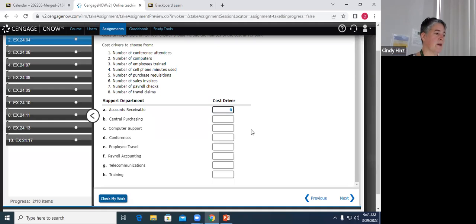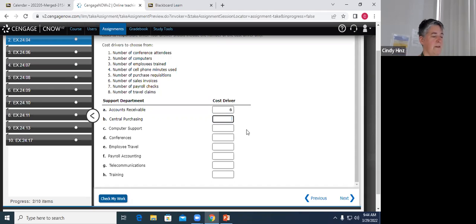Accounts receivable deals with collecting from our customers, so a driver of their costs would be the number of sales invoices. A sales department that had more invoices, but maybe lower dollar amounts, should actually get more cost. We wouldn't want to use total sales dollars. Think of a car dealership. If you're selling a car that costs $20,000, it's on one invoice, versus the service department that might have $5,000 in revenue, but it's 15 separate customers, 15 separate invoices to deal with through accounts receivable. So the number of sales invoices, not the total dollar amount, would make sense to be the cost driver for accounts receivable.